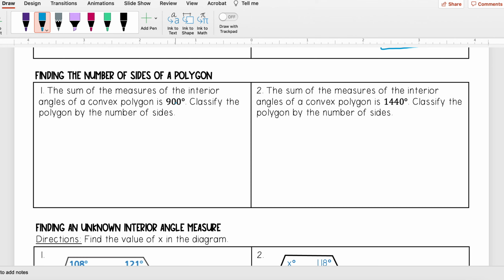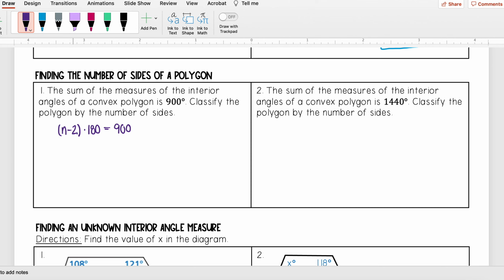So in the previous problem, we were actually finding what that sum is. Here it gives us the sum, but we don't know what n is. So we're still going to be using that same formula. But now I actually know what the formula comes out to be. I know it comes out to be 900. So that means I get the equation n minus 2 times 180 is equal to 900.